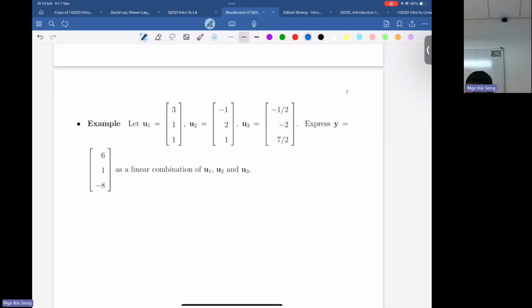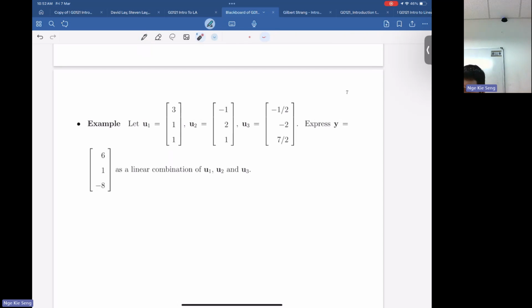Okay, so you see this question here. This question is like a 2 weeks ago question. You have U1, U2, U3, and you want to write y as a linear combination. Meaning what? Does y live in the span of these three vectors? Maybe you'll use row reduction to solve it, but now what we're going to use is this method here, the orthogonal basis method.